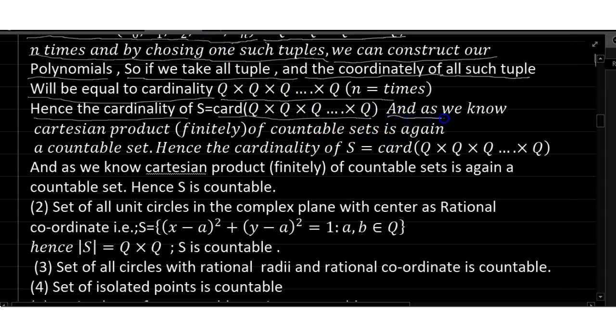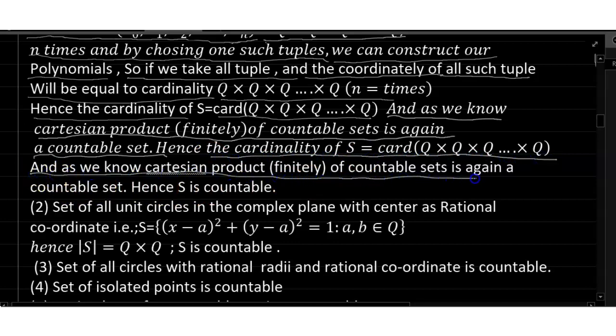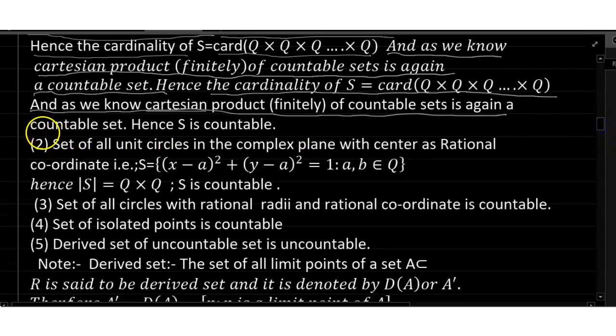And as we know the Cartesian product of finitely many countable sets is again a countable set. Hence the cardinality of S is equal to the cardinality of Q × Q. As we know, the Cartesian product of finitely many countable sets is again a countable set. Hence S is countable.